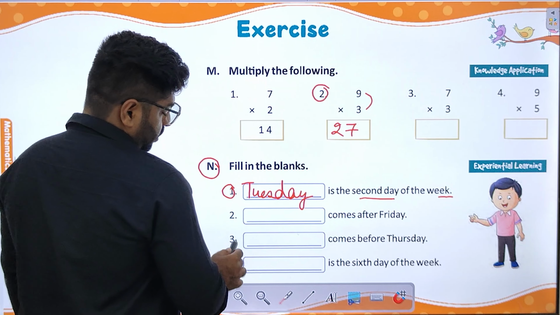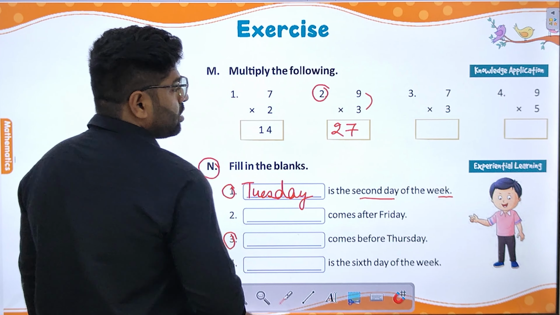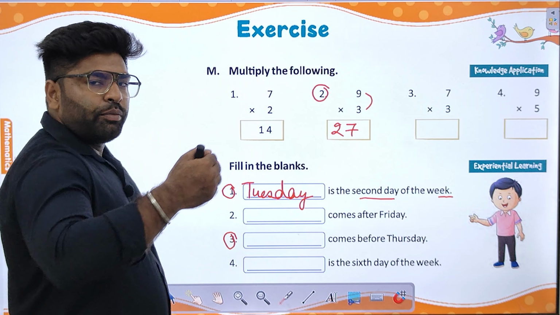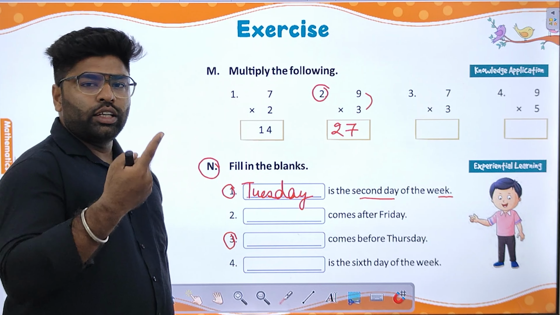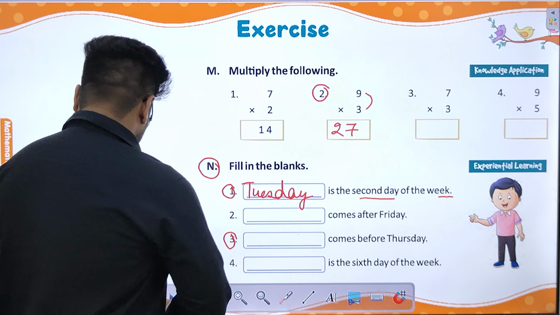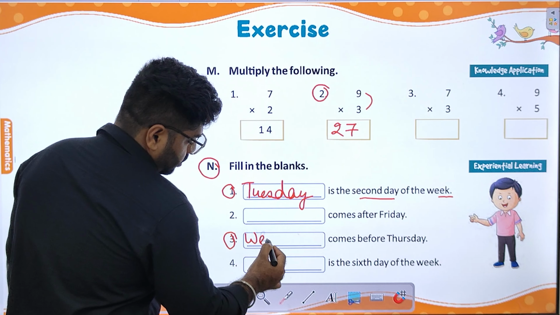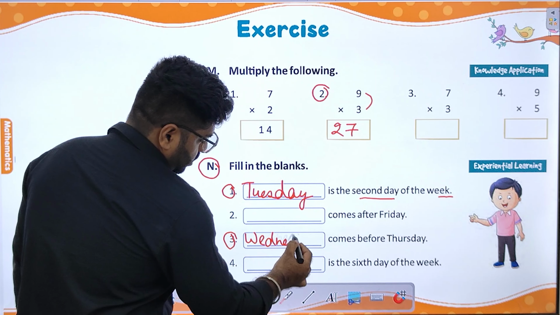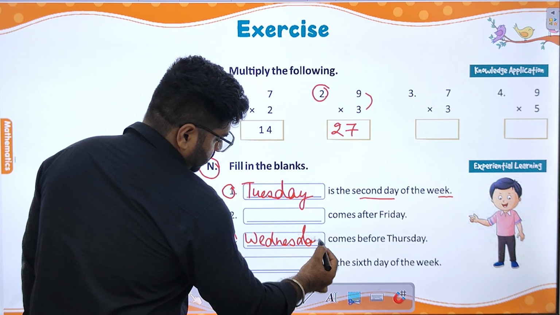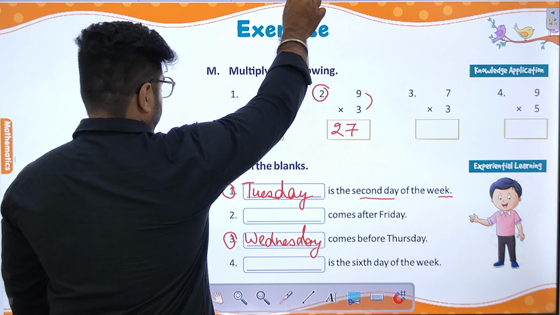After that, we will choose question number 3 also. Dash comes before Thursday. Before means one day before Thursday. I think Monday, Tuesday, Wednesday, Thursday. So it's Wednesday. Okay. Now move to our next question.